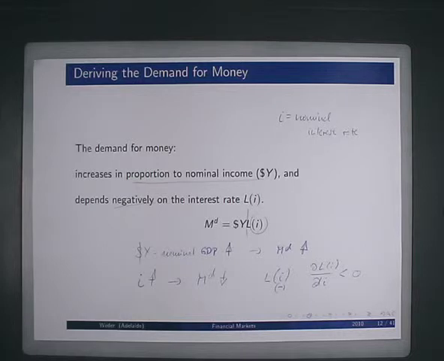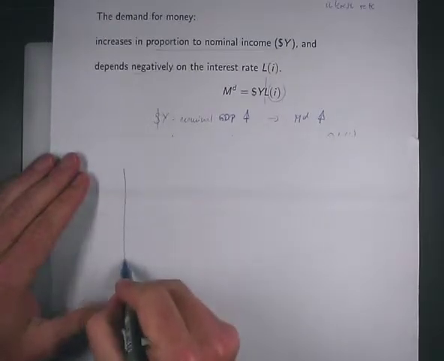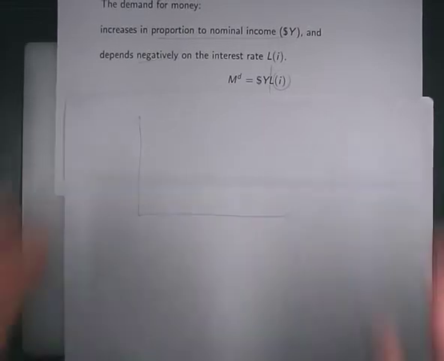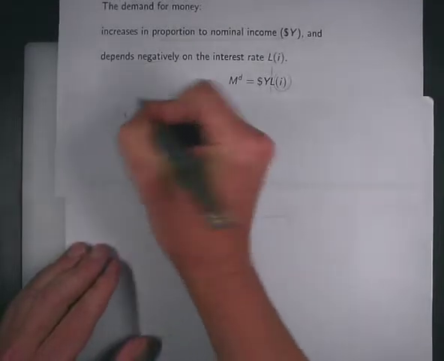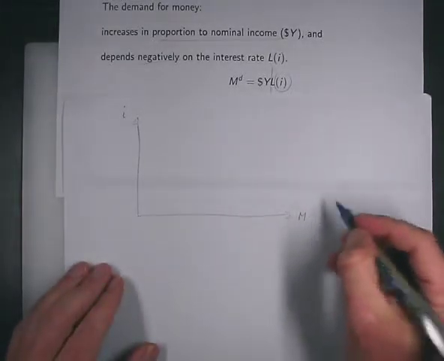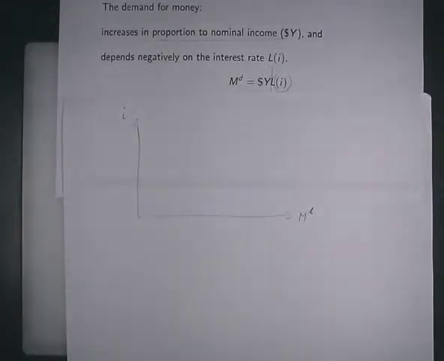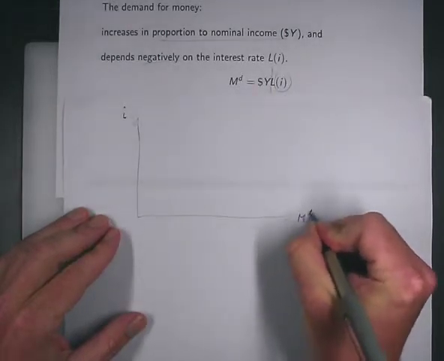So let's draw it. Let's draw our money demand function that we have here, where we have the interest rate on the vertical axis, and on the horizontal axis we have money demand. Okay, we have the interest rate here and money demand there.